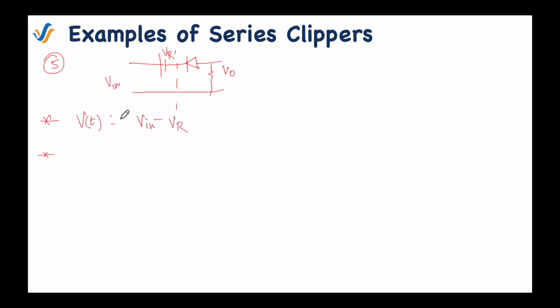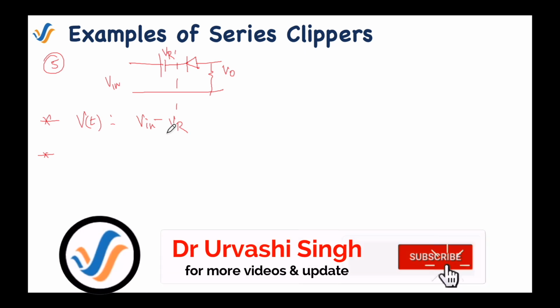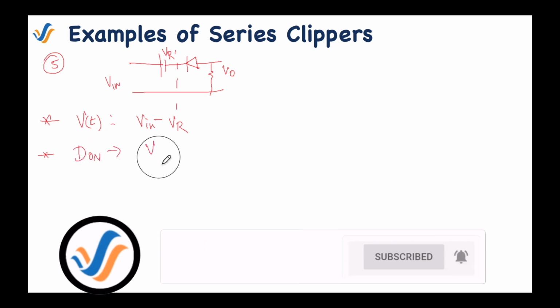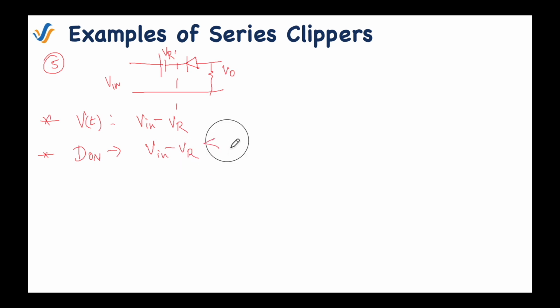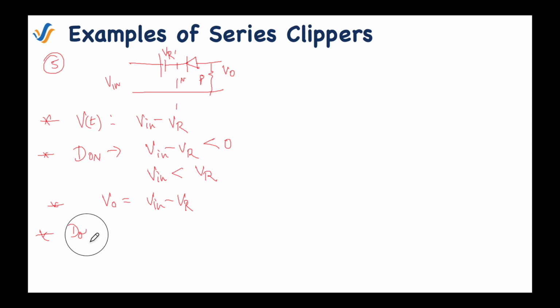Now we need to find the condition from this total voltage, that what will be the condition to make this diode forward bias. So here diode will be on when Vin minus VR, this voltage is less than 0, because this side of the diode is N and this one is P. So if it is negative, then only the diode will be forward bias, which means that Vin should be less than VR. Otherwise, diode will be off. And when diode is on, the output voltage is simply the same Vin minus of VR. The diode will be off when Vin is greater than VR. Just reverse of this case. And when diode is off, V output will be 0.